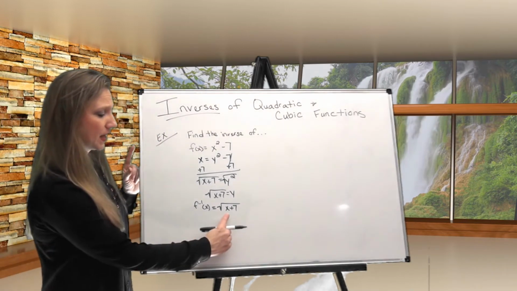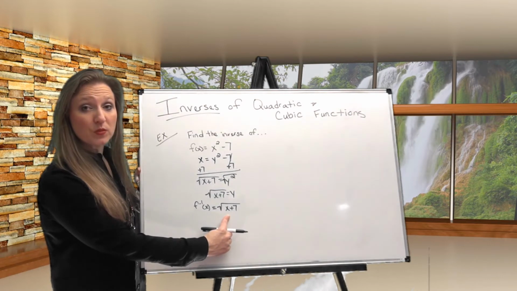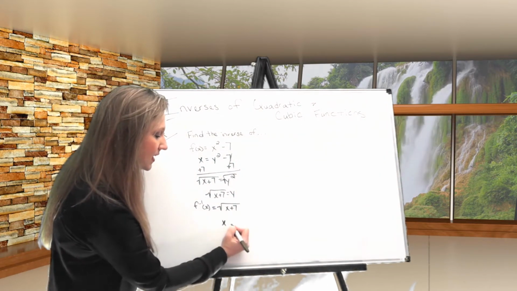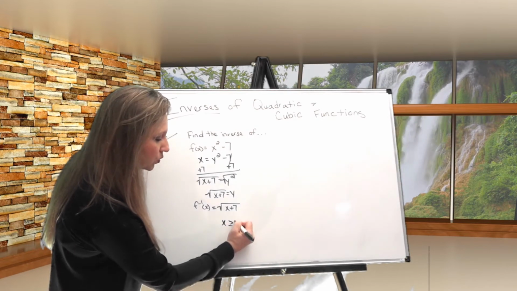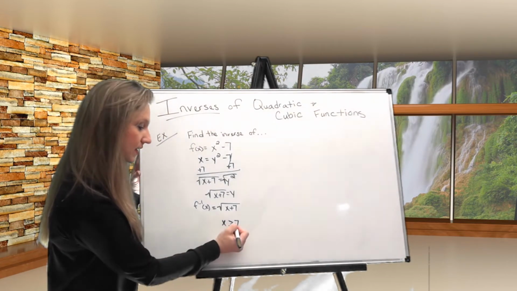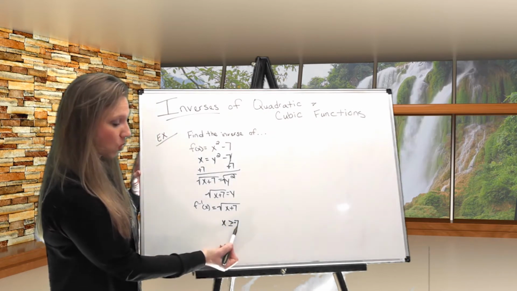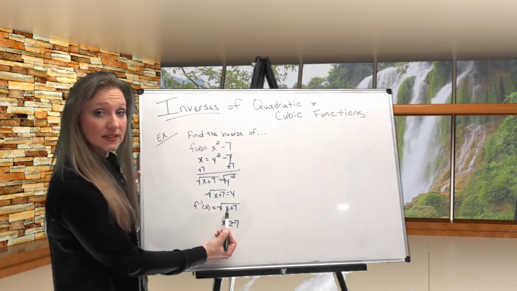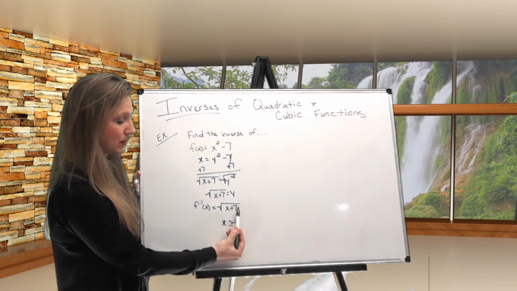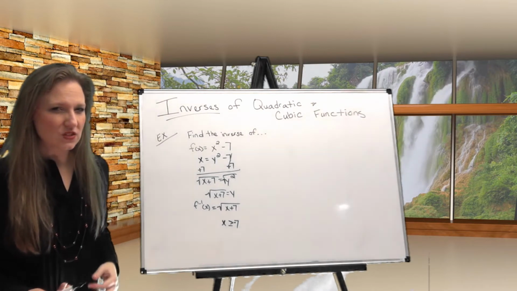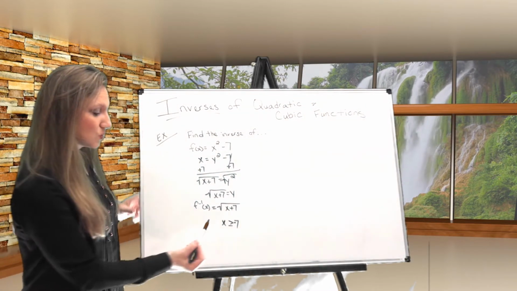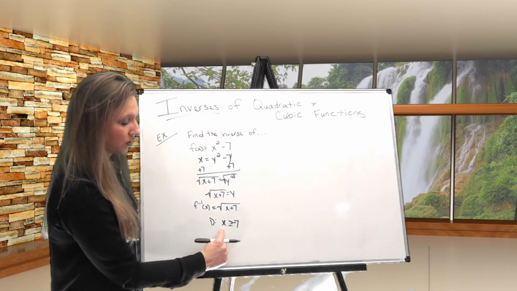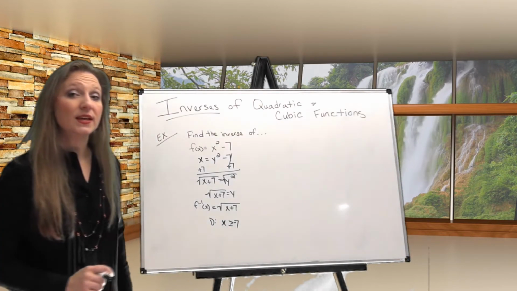Now, one thing to note is that this domain is going to have to be restricted, because in order for this to be a function, x is going to have to be greater than or equal to negative 7. The reason why is if this is smaller, like negative 8, negative 8 plus 7 is going to be negative 1. Remember, we can't take the square root of negative 1. So that's why it's very important to note that our domain is going to be restricted to all values that are greater than or equal to negative 7.